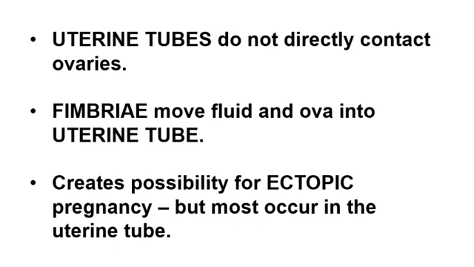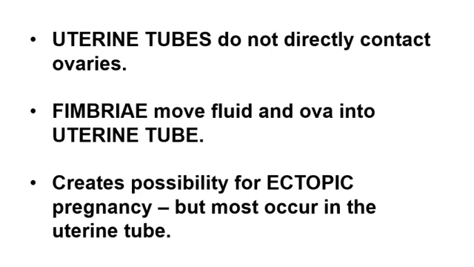Instead, the ovulated ova are pulled into the uterine tubes by these small finger-like structures called fimbriae, which wave and move fluid as well as ovulated eggs into the uterine tubes. And this is why it is possible for ectopic pregnancies to occur, because eggs can be fertilized and implant in areas of the pelvis other than the uterus.